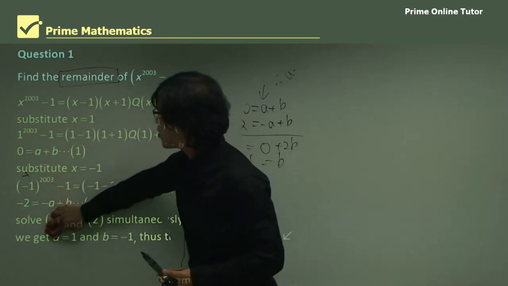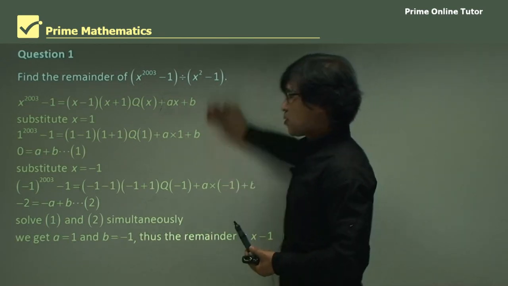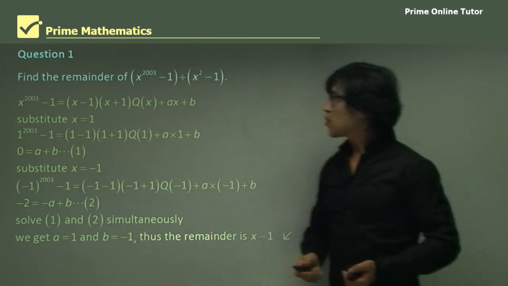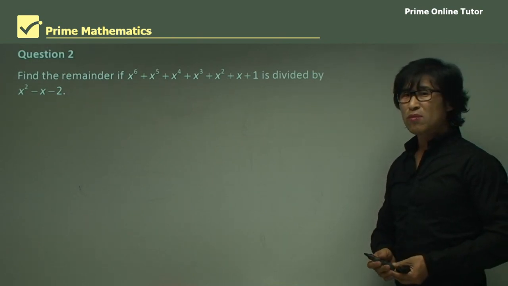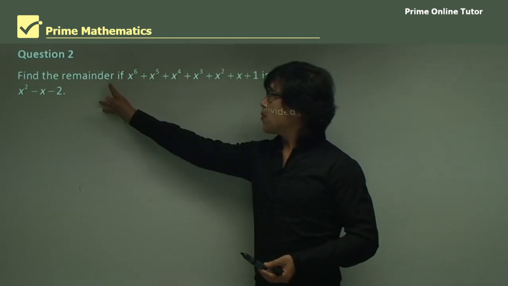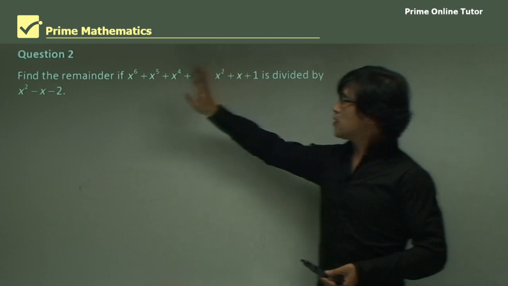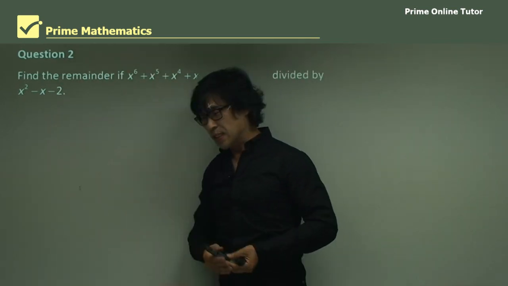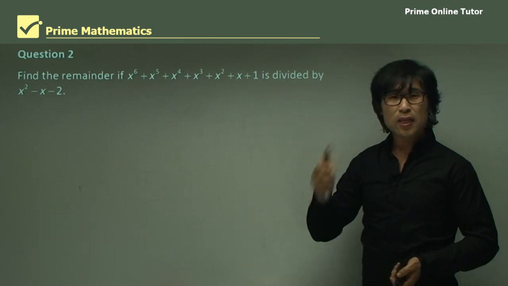Question 2 will cover a little more than what we covered in question 1 over here. Okay? Question 2. Ooh, it's a long question. Looks long, but still simple. Find the remainder if this polynomial is divided by this quadratic. Quadratic. So what do you think about the remainder? Remainder must be linear, okay?